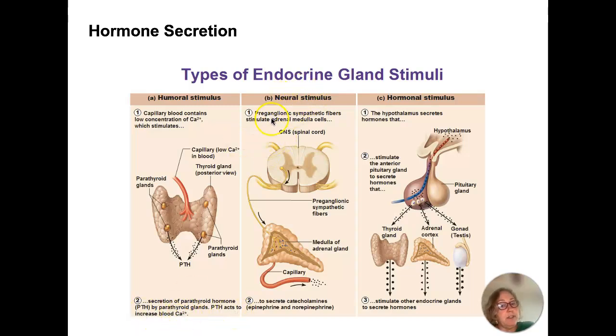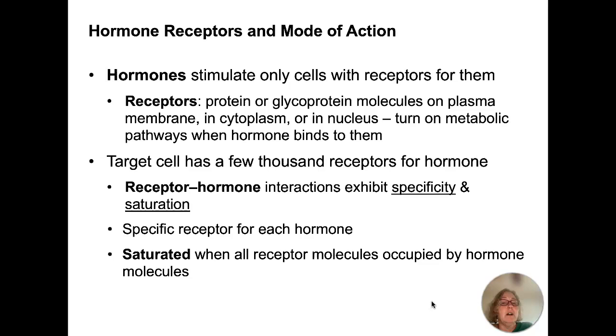You have neural stimulus. So we're going to go with the spinal cord sending a message to your adrenal medulla gland, and that's going to dump some epinephrine on your heart so you can run away from the bear. And our friend, the hypothalamus, stimulating the Ant Pit to secrete hormones that release the hormones to these guys. Thyroid stimulating hormones, adrenal stimulating hormones, other stimulating endocrine glands to secrete hormones. Yes. Okay. We talked about this, but never hurts to review.